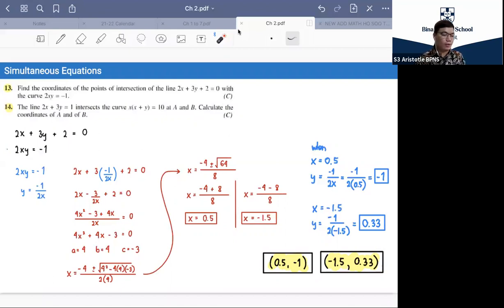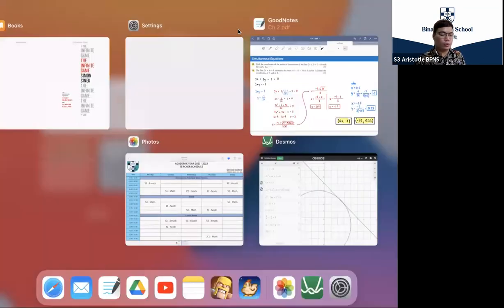So number 13 says here, we need to find the coordinates of the points of intersection of the line 2x plus 3y plus 2 equals 0 with the curve 2xy equals negative 1. So let me show you guys that simultaneous equation in Desmos.